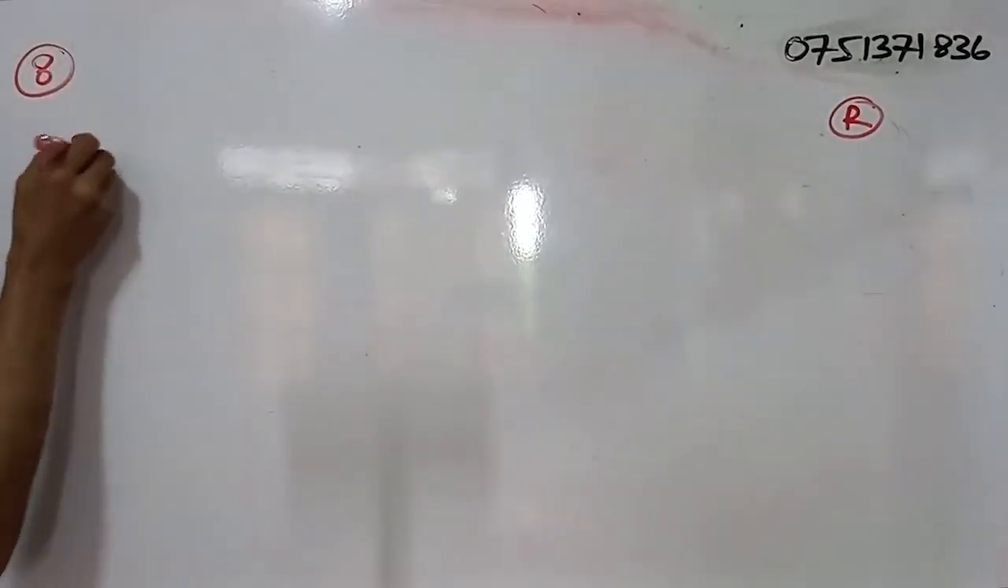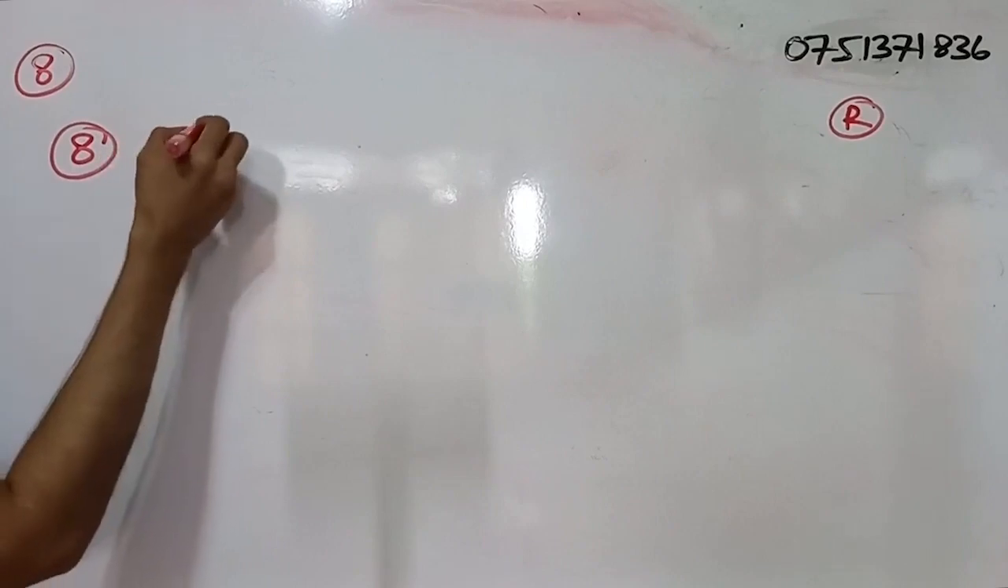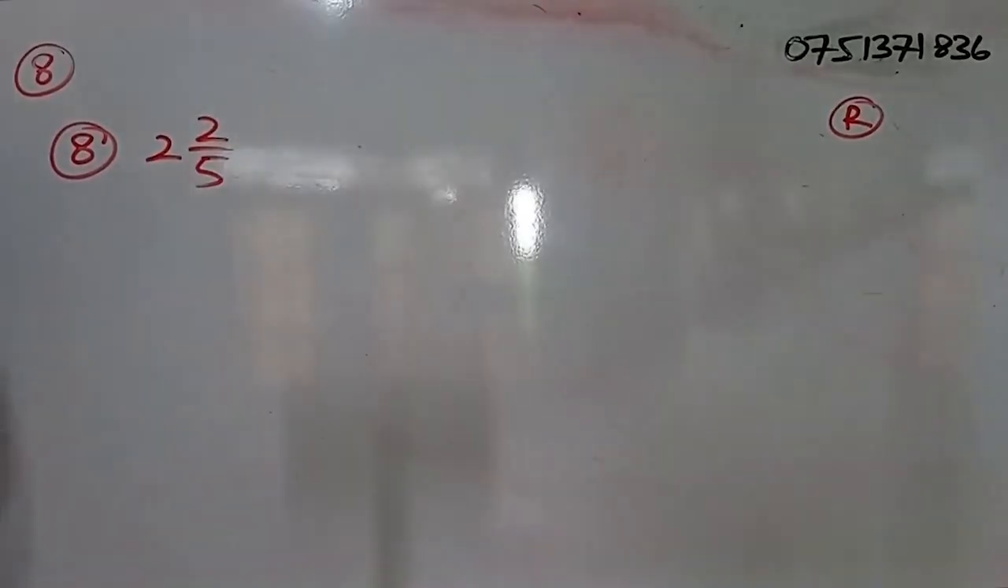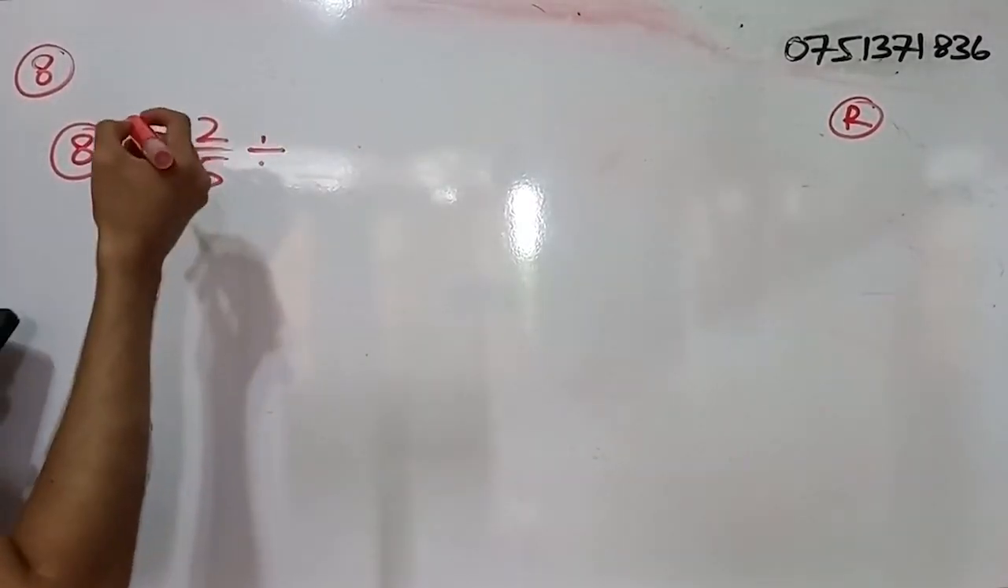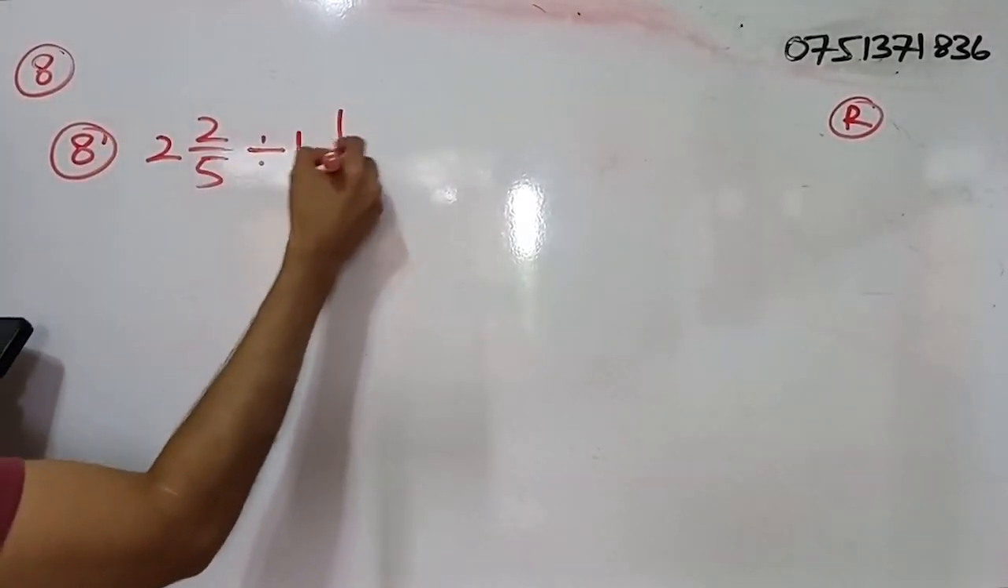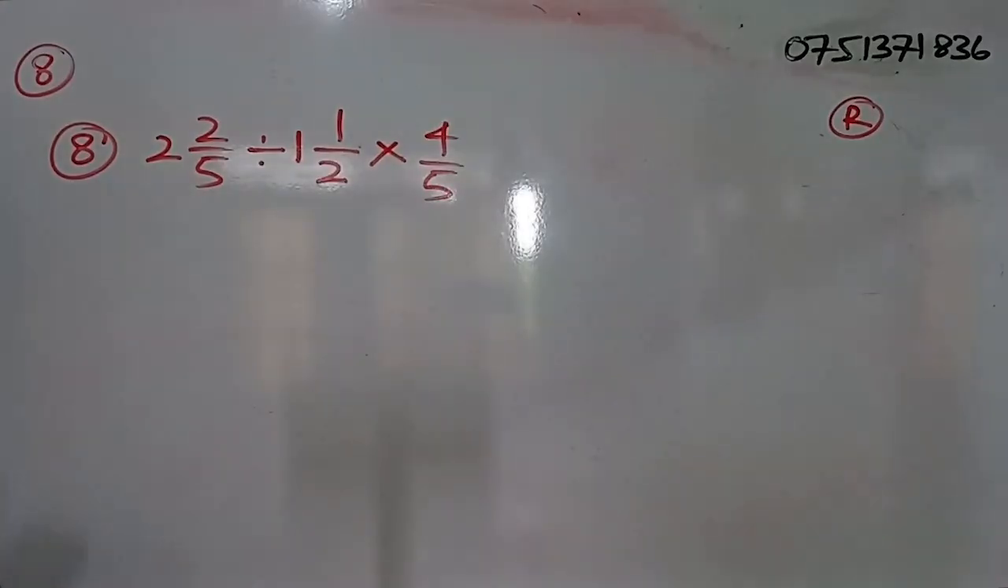Now we have part 8. 2 and 2 by 5, we have to divide that by 1 half, and we have to multiply that by 4 by 5.